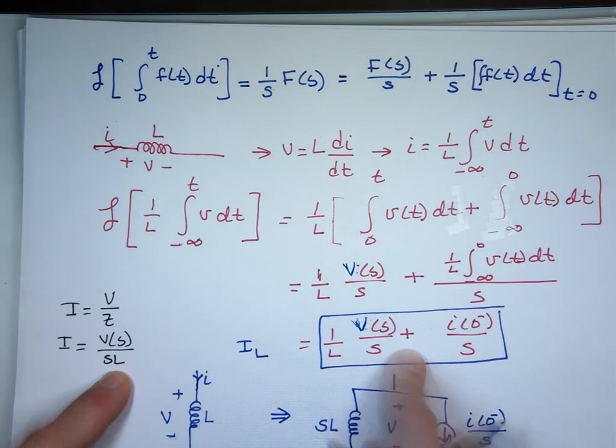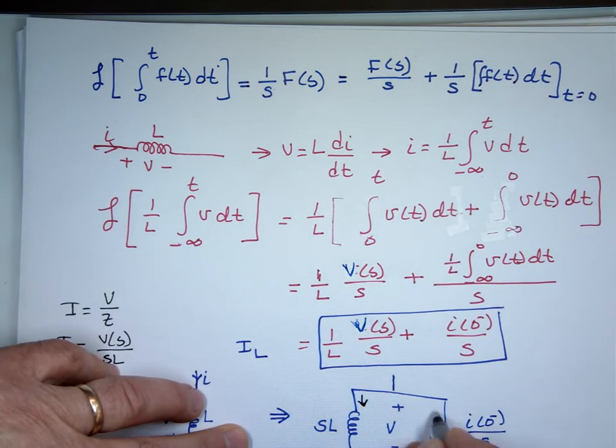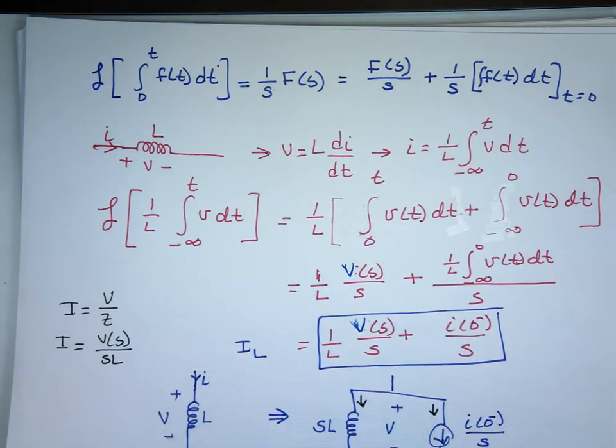Plus the initial value divided by s. Notice it's pointing down because you're pointing in the same direction. There's a current coming down, and you have another one adding to it. It's not subtraction, where the capacitor was subtraction. This is addition.